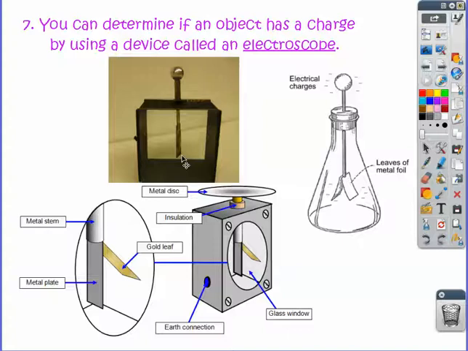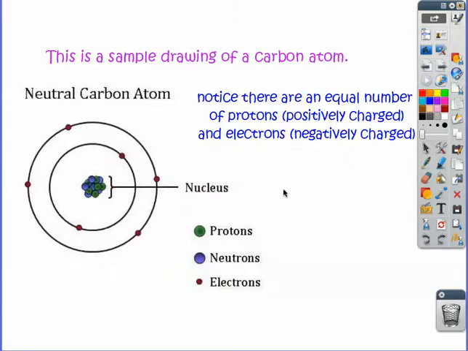But if the object has an electrical charge, both of these pieces will end up with the same charge and therefore repel one another. If an object does not have a charge, there's no charge to transmit, so these two pieces of foil would not be repelled from each other. So again, this is an electroscope, and it only tells us if an object has a charge, not whether it's positive or negative. If we look at just an example of an atom, this is a basic carbon atom.